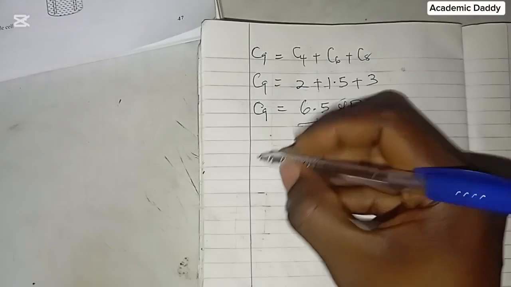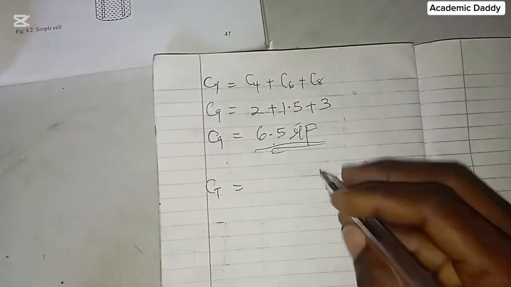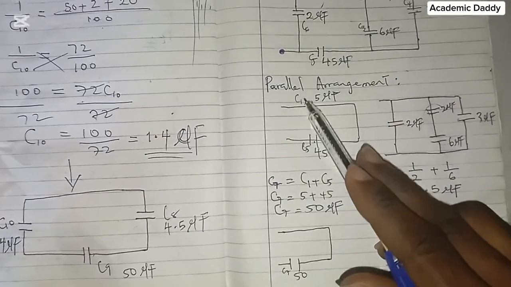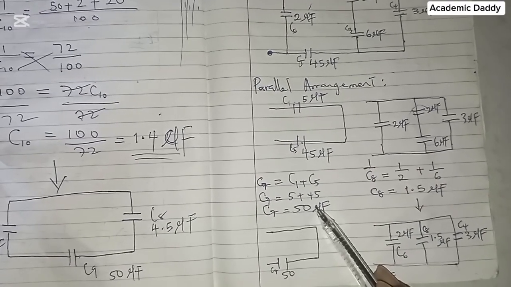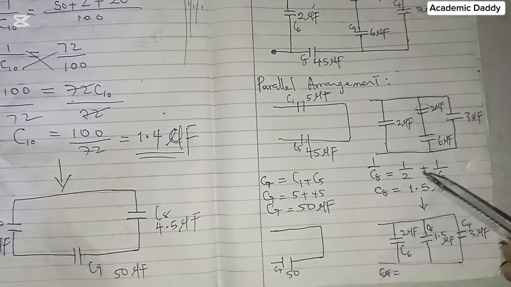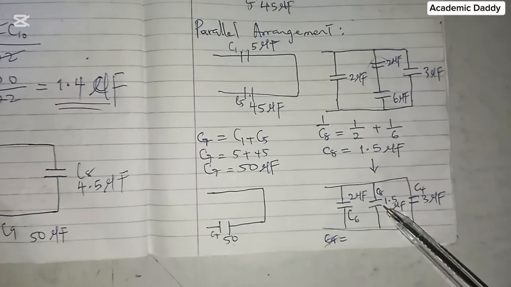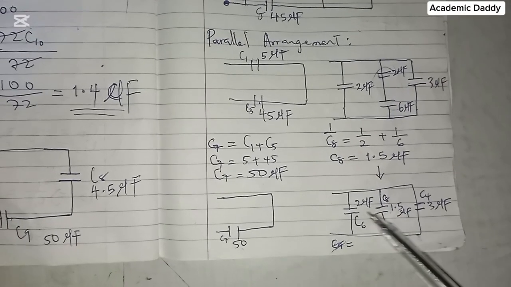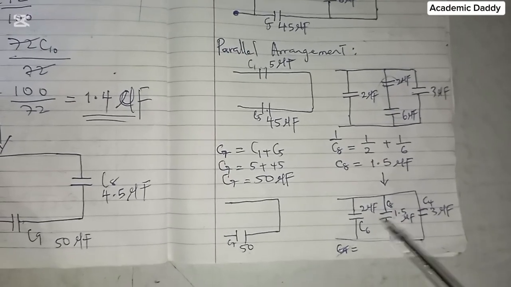So I can now say CT, or C10, will simply be equal to, because everything now is in series, I did this and this together, it became C7, which is 50. Then that is in series now, 50. Then I did these two together, and it became 1.5. But remember that the 1.5, we moved everything together to solve this particular one. That gave us C8, that gave us 6.5, that is C9.